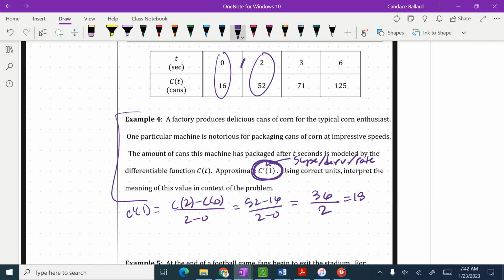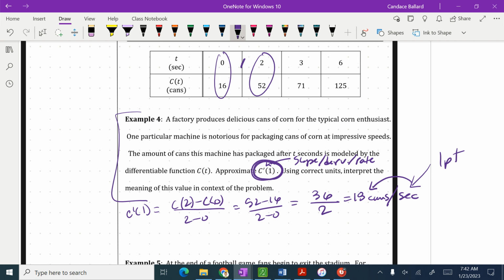What would my units be on this? Cans per second. All right. But I want to actually write a sentence because it tells me I have to, using correct units, interpret the meaning of the value in the context of this problem, which means that on the AP test, out of the 9 points for the problem, they're going to give you 1 point for getting this answer right, and 1 point for interpreting the meaning correctly.